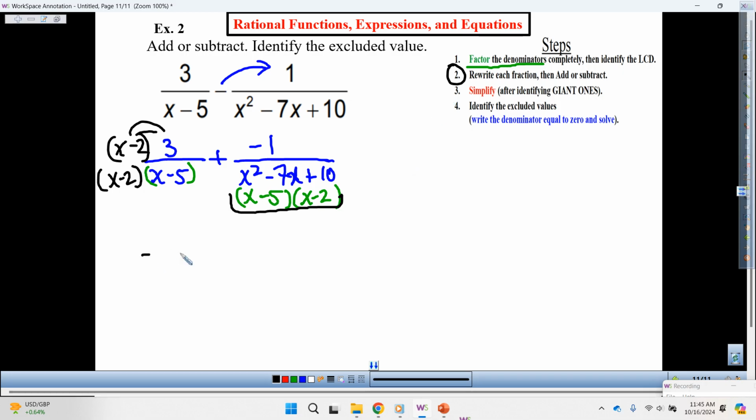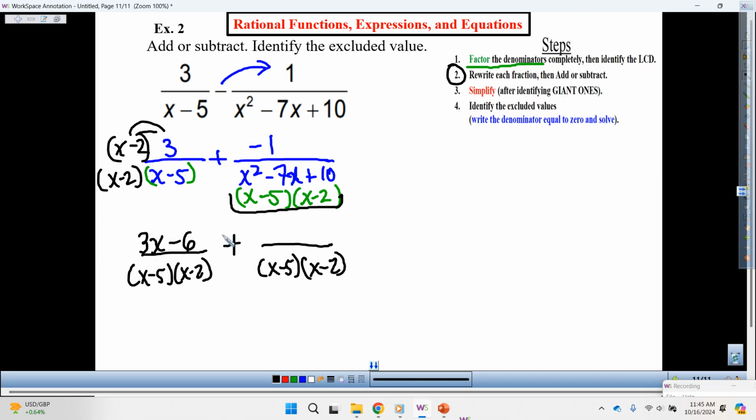Joshua, tell me what to rewrite. What's our common denominator? All right, x minus 5, x minus 2, our common denominator. So what do I write on the numerator for the first one? 3 times x, so it's 3x minus 6. And on the other one, negative 1. All right, so let's move on to addition.